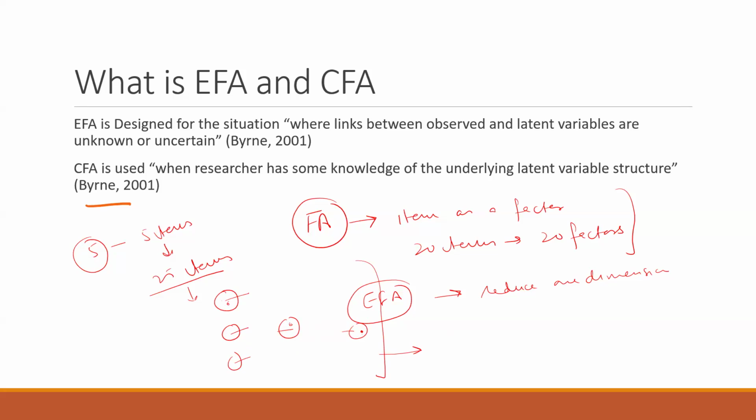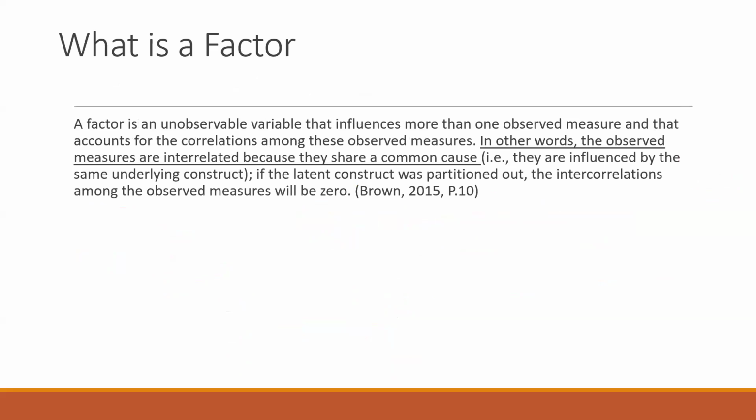So just to give you a brief definition, EFA is designed for the situation where links between observed and latent variables are unknown or uncertain. And CFA is used when the researcher has some knowledge of the underlying latent variable construct. मतलब जब आपके पास scale available है, आपने पीछे से adopted scale लिया, then you go for a CFA. This is what it is saying.